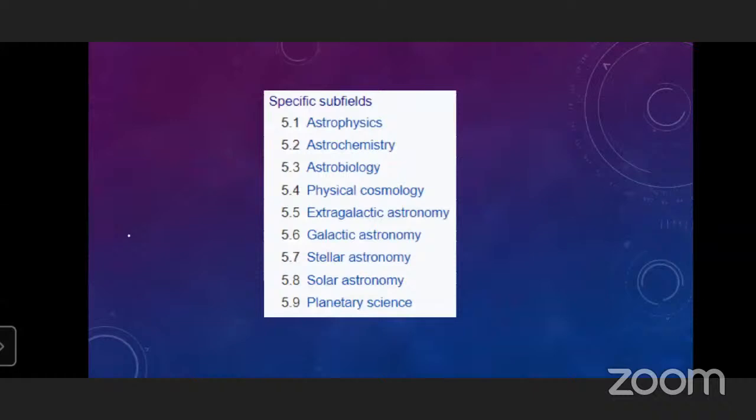And then some of the specific subfields. The study of astronomy using physical phenomena is called astrophysics, and the study of astronomy using chemistry is called astrochemistry, and astrobiology deals with whether extraterrestrial life can exist. So the study of those is called astrobiology. Similarly, there are many subfields like physical cosmology, extragalactic cosmology, galactic astronomy, stellar astronomy, solar astronomy, planetary science, etc.